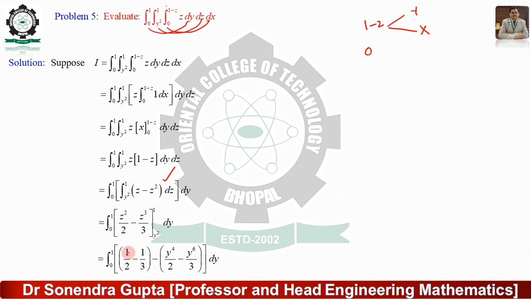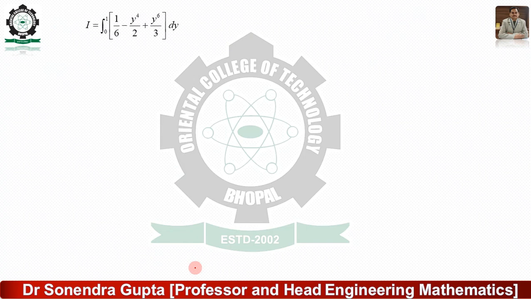Now 1 upon 2 minus 1 upon 3 is 1 upon 6. Now the minus sign is multiplied, so we get 1 upon 6 minus y to the power 4 upon 2 plus y to the power 6 upon 3. Next we integrate with respect to y, then we get y upon 6 minus y to the power 5 upon 10 plus y to the power 7 upon 21. Now putting the upper limit minus lower limit in place of y, that means 1/6 minus 1/10 plus 1/21. Now we simplify this term, then we get 4/35.